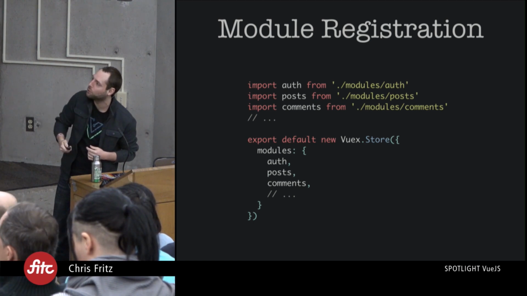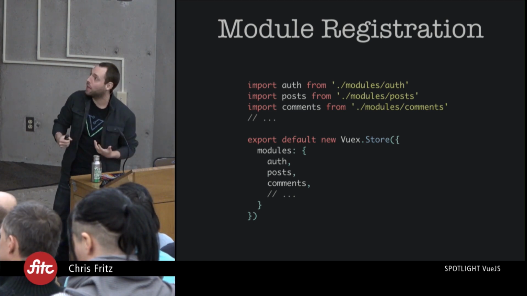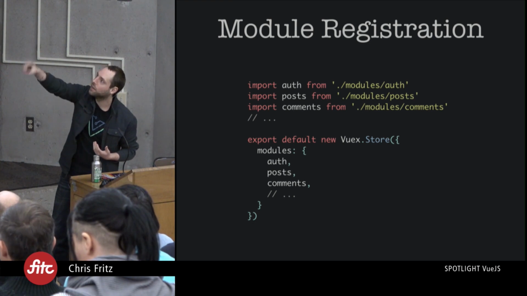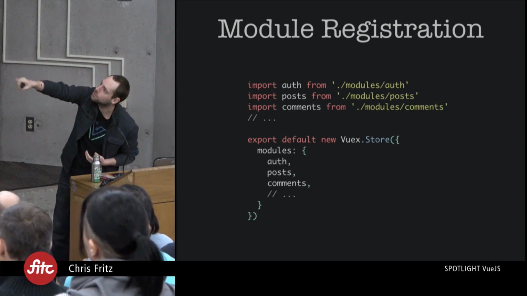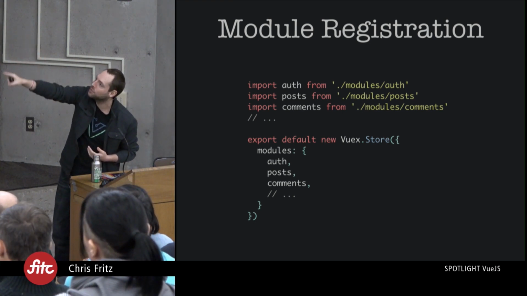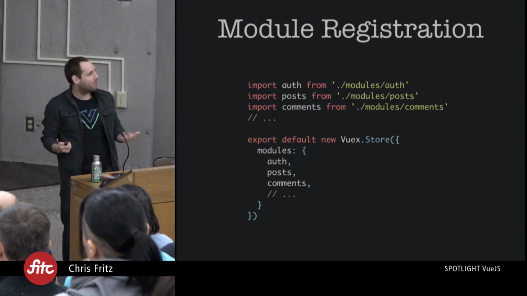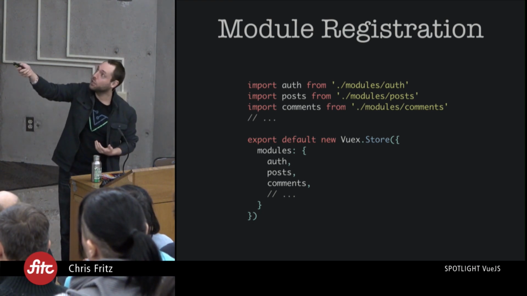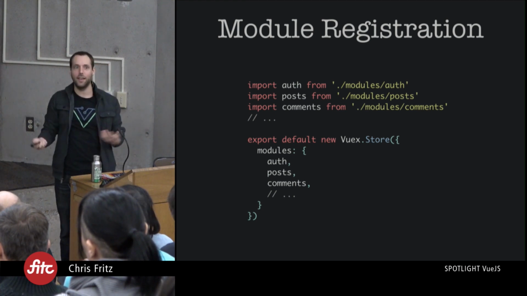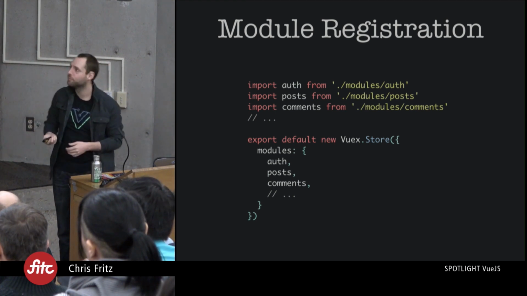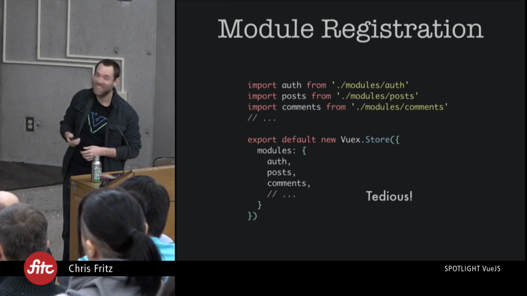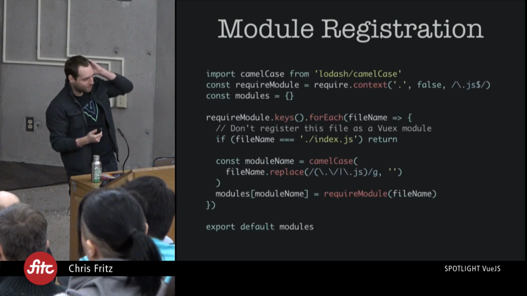We might have a separate module for that, and when we add that module, we'll have to add import stars from module stars, and then also add stars to the modules here. It's a little bit more setup that you have to do every time, and eventually your store file here can get really big and busy. It's tedious.